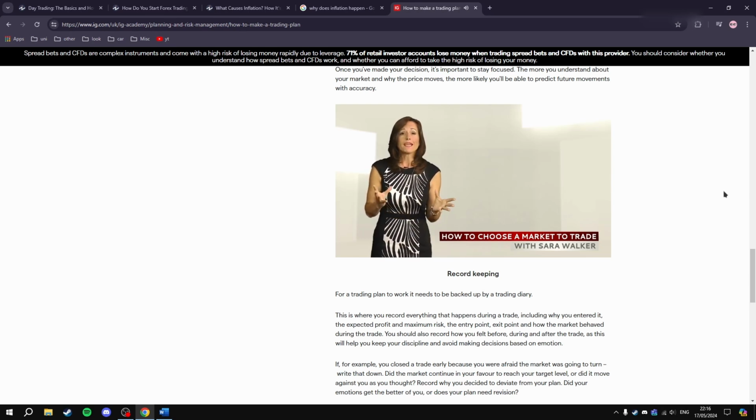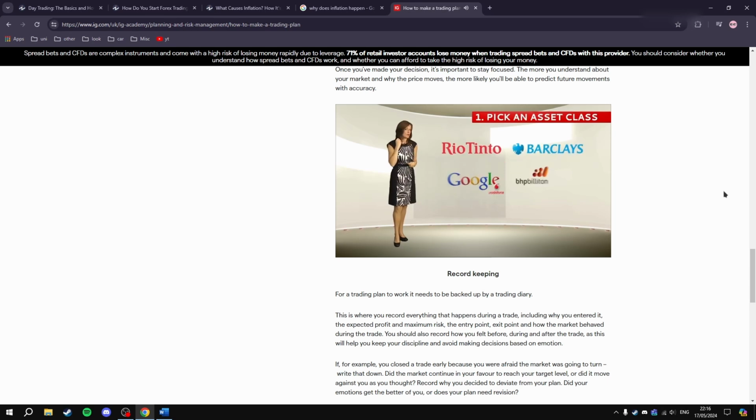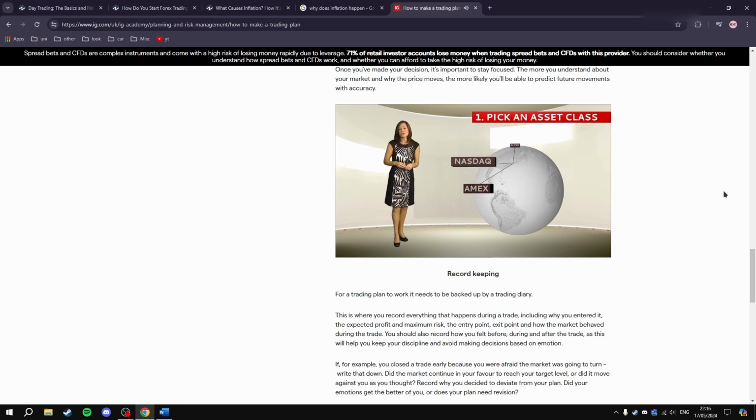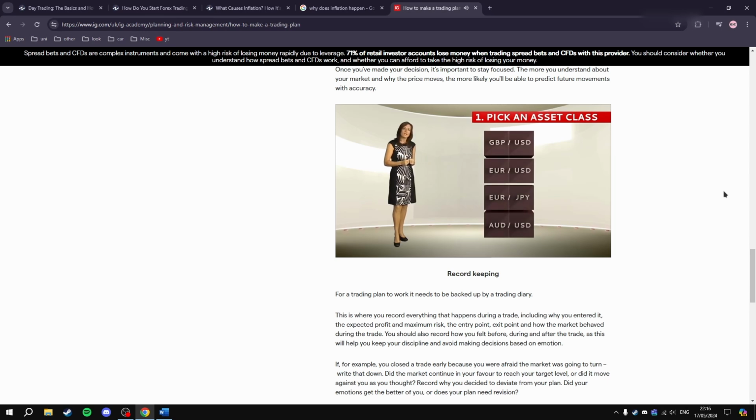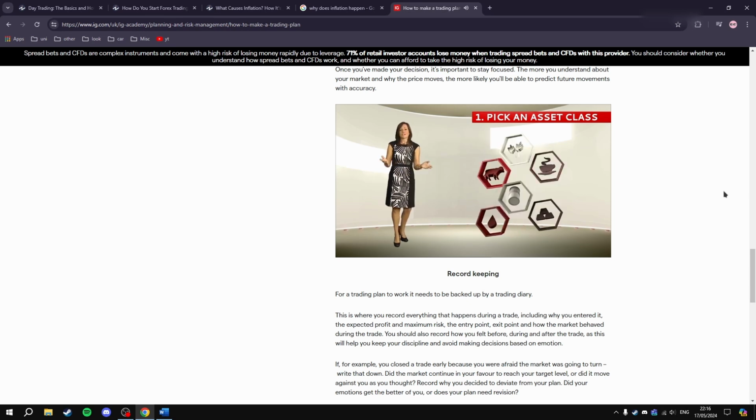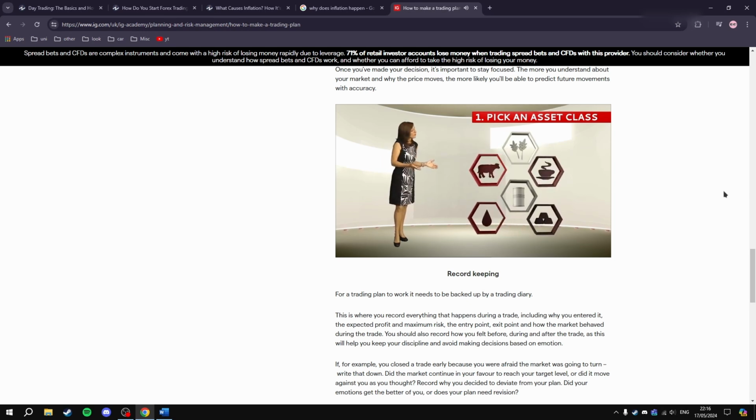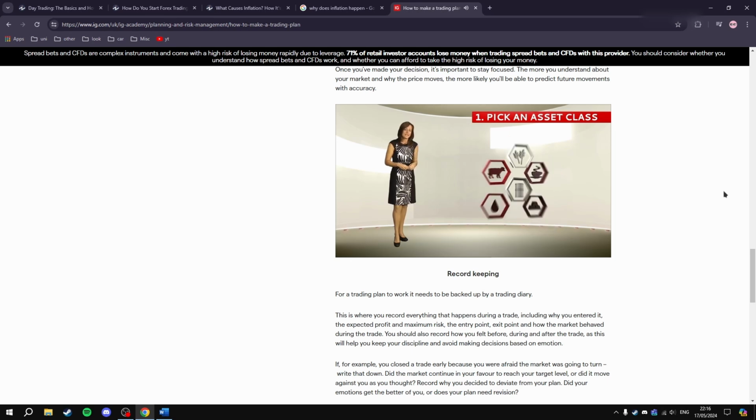There are 4 main types: shares in individual companies listed on stock exchanges around the world, stock indices, figures representing the top shares from a particular area, exchange or sector. Forex, the value of one currency compared to another, like the pound versus the dollar or the euro against the yen. And then there are commodities, such as gold, oil, natural gas or wheat.